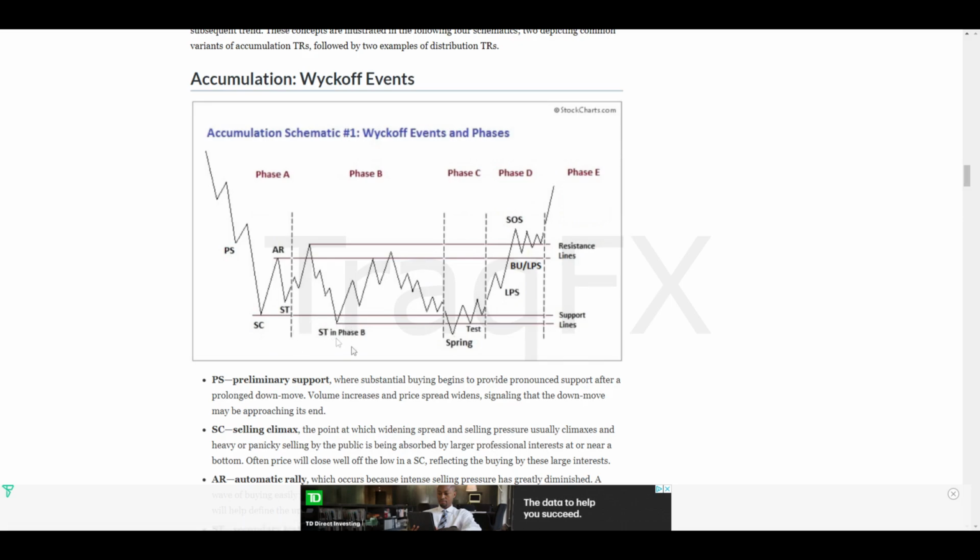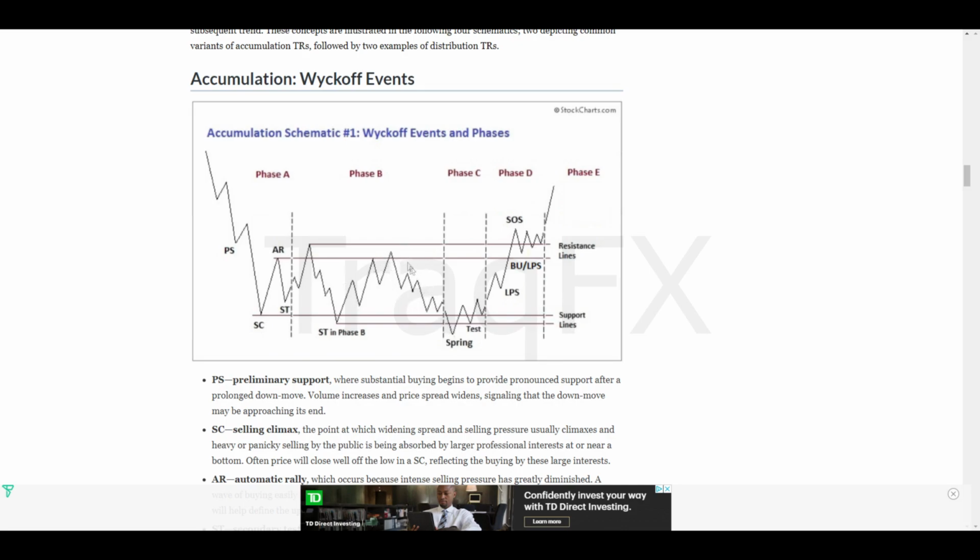And then we have that secondary test in phase B. Now this is where things can get confusing. So we have the STB, but that doesn't mean that there's only going to be one. Sometimes you're going to see multiple secondary tests in phase B before you see a spring. I'll get into that later. So we have that secondary test in phase B, clearing out all that money below. And then the market just consolidates a bit.